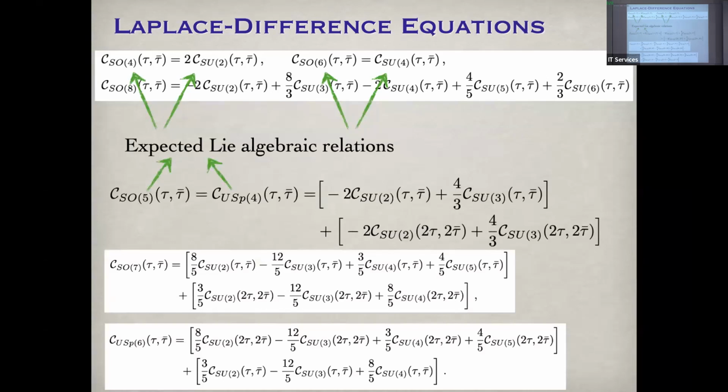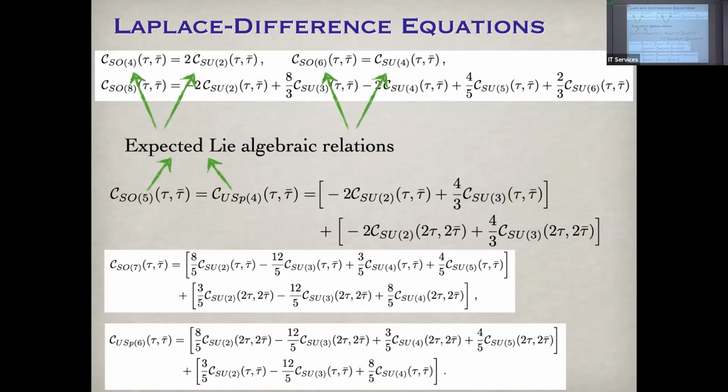You can do the same for the SO odd and the USP. Particularly, you find that the SO5 correlator is the same as the USP4 correlator. But again, these are expected Lie algebra relations between these two groups. And these correlators now take a slightly different form. They are given by the SU correlator at tau and the SU correlator at 2 tau. As expected, as Guillaume was asking before, these correlators in here are not expected to be SL2Z invariant. They're expected to be gamma 0(2) invariant. So if you give me a function of tau, which is SL2Z invariant, and you multiply by 2 tau, you get something which is gamma 0(2) invariant.